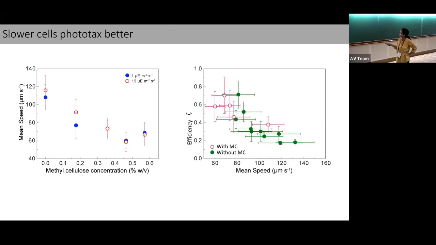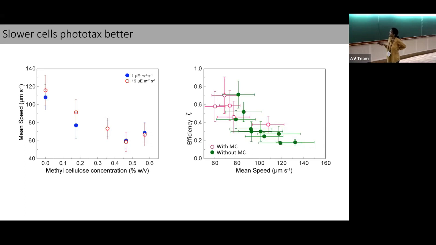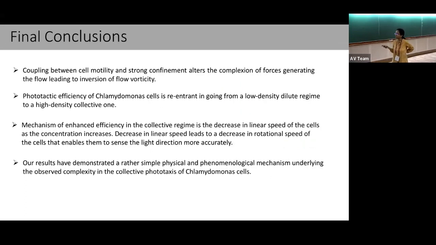Now we are plotting the efficiency as a function of mean speed. The pink symbols are for data where we have slowed down the cells with methyl cellulose, increasing the viscosity. We can see that the efficiency falls as we decrease the mean speed, and it nicely overlaps with the data we took by changing the cell concentration. So that completes the story. This was an independent validation of our hypothesis that slowing down improves the phototactic efficiency of the cells. And these are my conclusions.